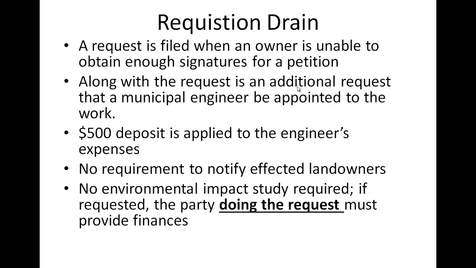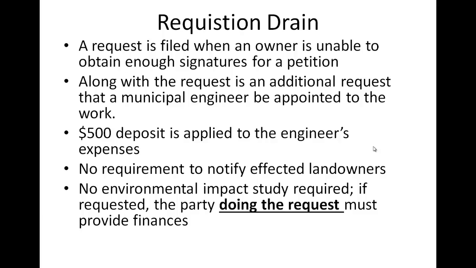A requisition drain is, well, basically Plan C. Let's say you want to drain, you can't get everybody else to mutually agree to it. You can't get enough signatures on your petition. So you go ahead to the municipality and you make an application. And all you have to do is put in a $500 deposit, and that calls for a municipal engineer to come out and look at the feasibility of a drain being constructed.